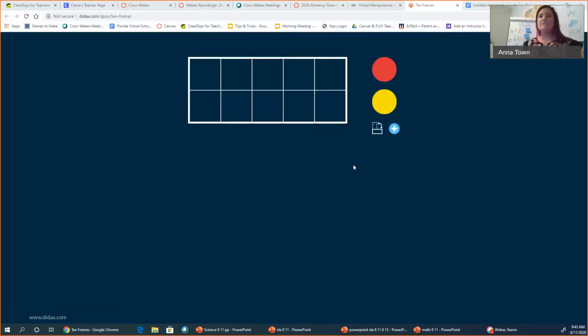First graders. Today is Tuesday, August 11th, 2020. This is your math lesson. It will cover 1.02 and some of 1.03. Let's get started. We're going to use our 10 frames again to solve some math equations.